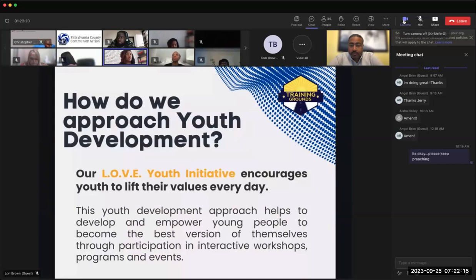Love is the solution. Love is a theme that is embedded within our work, and is actually the output of our work as well. We have an initiative in our youth division called Love, which stands for Lifting Our Values Every Day. And this essentially encourages the young people to hold their heads high, to acknowledge and to embrace values that are important and critical to them being successful and productive young people, which will help them grow into successful and productive adults.